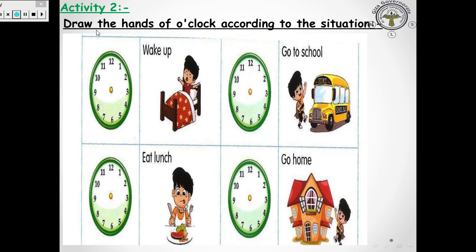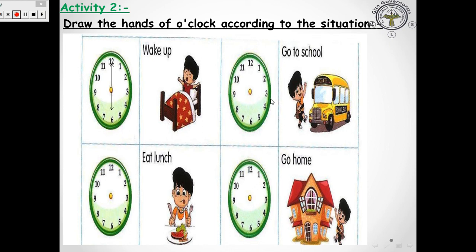Activity number 2. Draw the hands of a clock according to the situation. Picture number 1, look here. This boy wakes up at 6 o'clock. So we draw the hour hand pointing to 6 and the long hand pointing to 12.